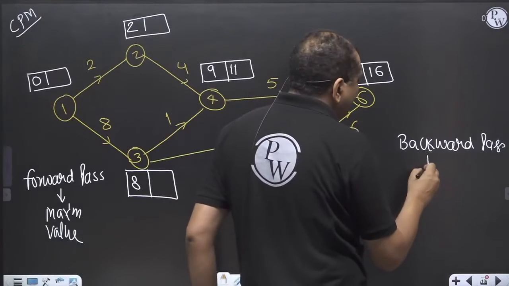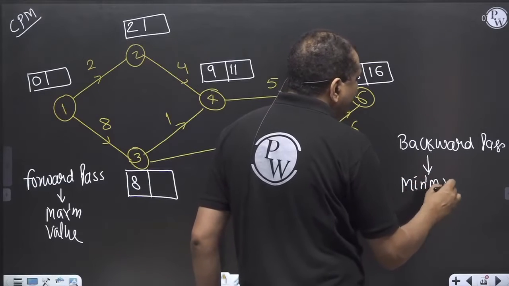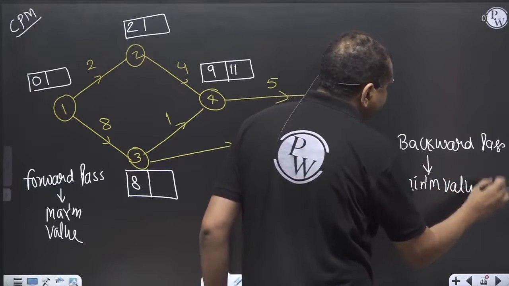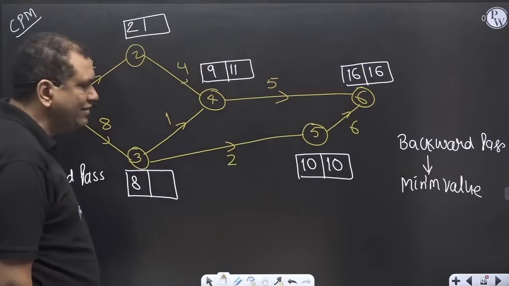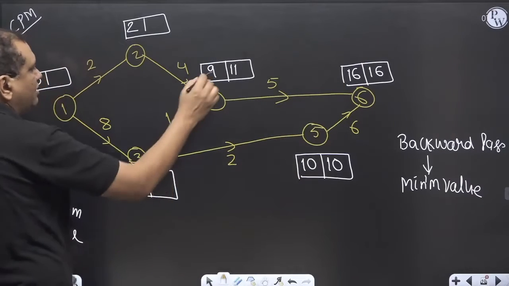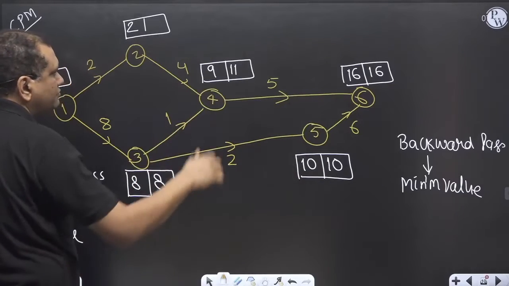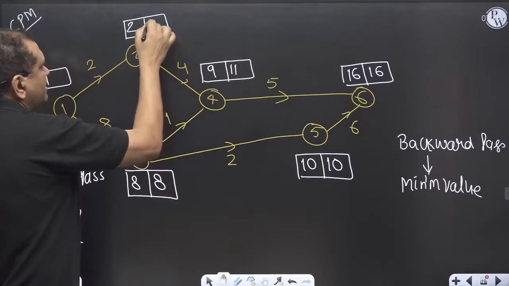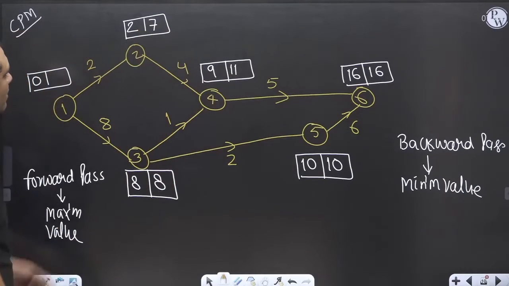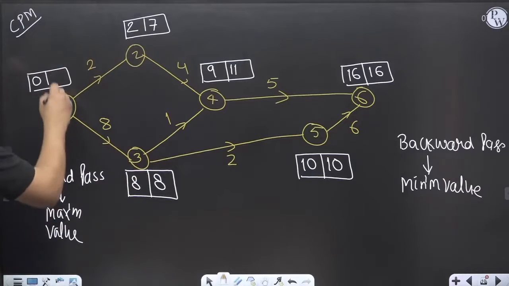In the backward pass, I will take the minimum value. So 10 minus 2 is 8, 11 minus 1 is 10. So I will take minimum value 8. 11 minus 4 is 7. 7 minus 2 is 5. 8 minus 8 is 0.